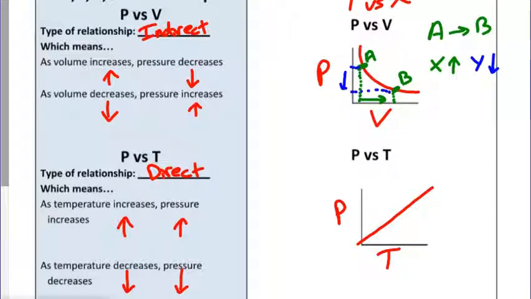Okay? Oftentimes it's helpful to draw little dotted lines back to your axis so that you can figure out and evaluate how those variables are changing from one point to the other along the graph. And you'll see that as you go through your homework here in a little bit.